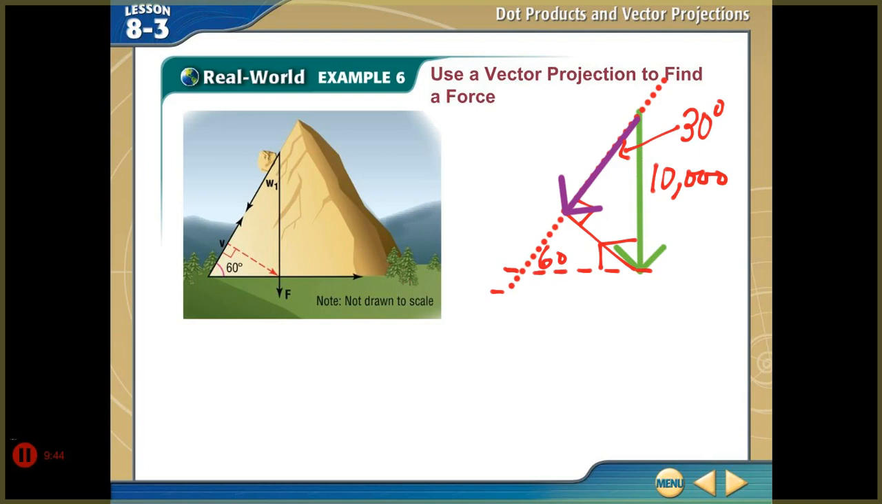And so if we have that setup, we can solve. We have a 30, 60, 90 triangle in this case, and we know one of the sides, which is 10,000. And so we could solve and figure out that purple vector, which is the force down the hill. So that's one way to approach it.